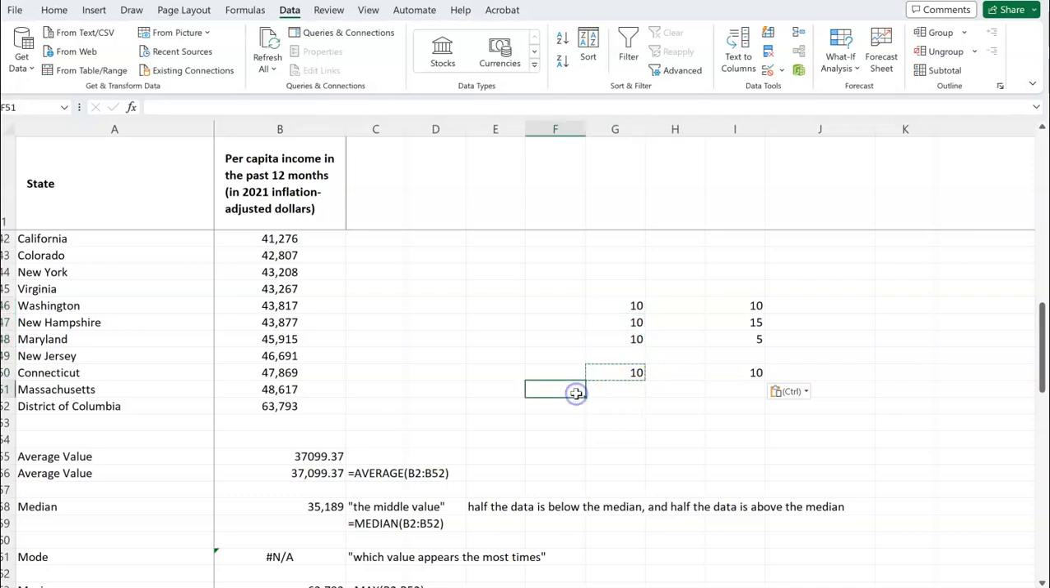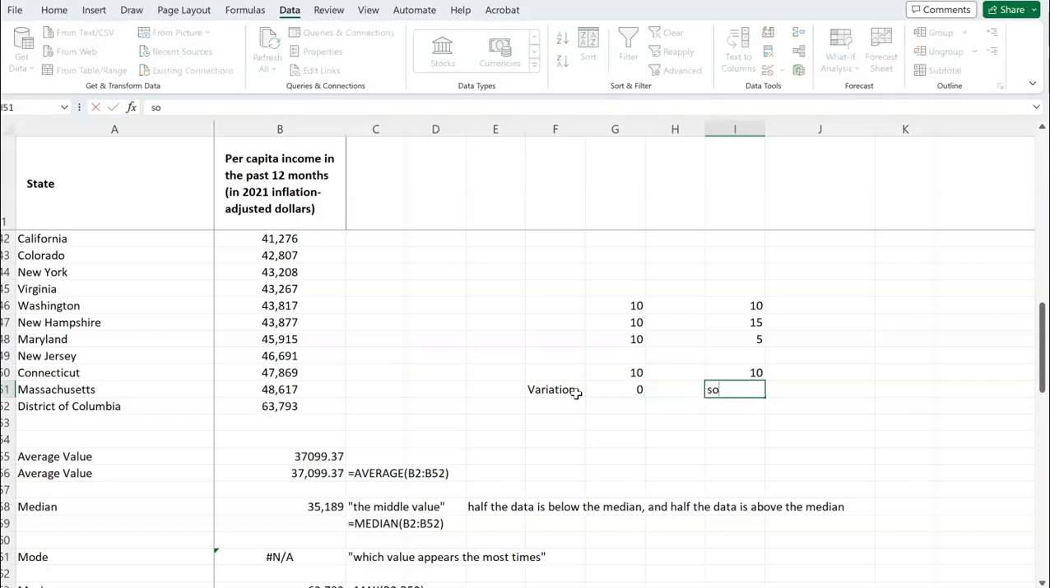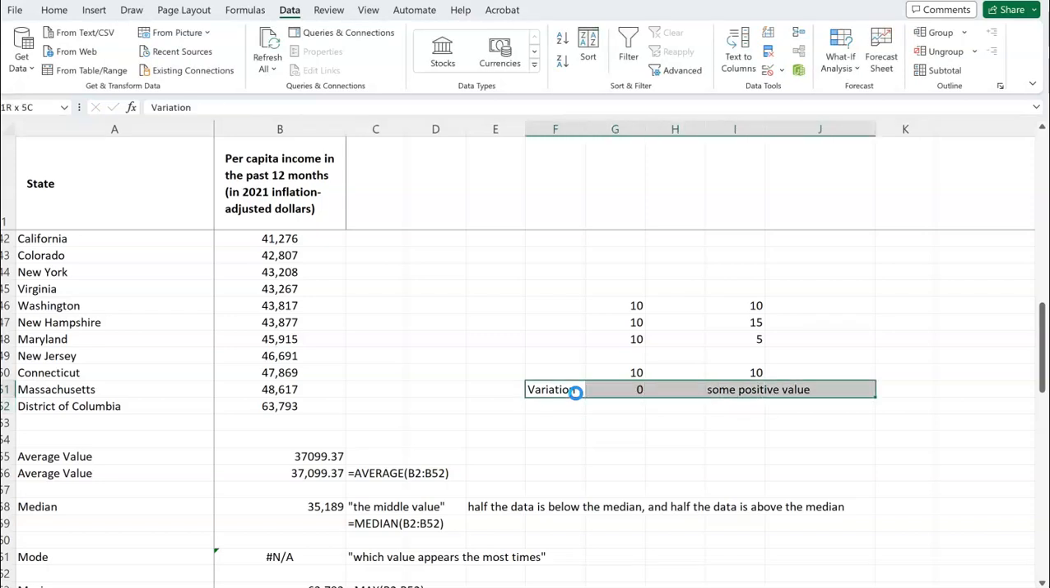So I can say that in this case, variation is 0 for this data because all the data are of the same value. On the other hand, this one has some positive value. So this is telling us that there is more variation within the data. And if I present both these averages, which are the same, without knowing the variation, I will make some incorrect assumption about how the data set is arranged.